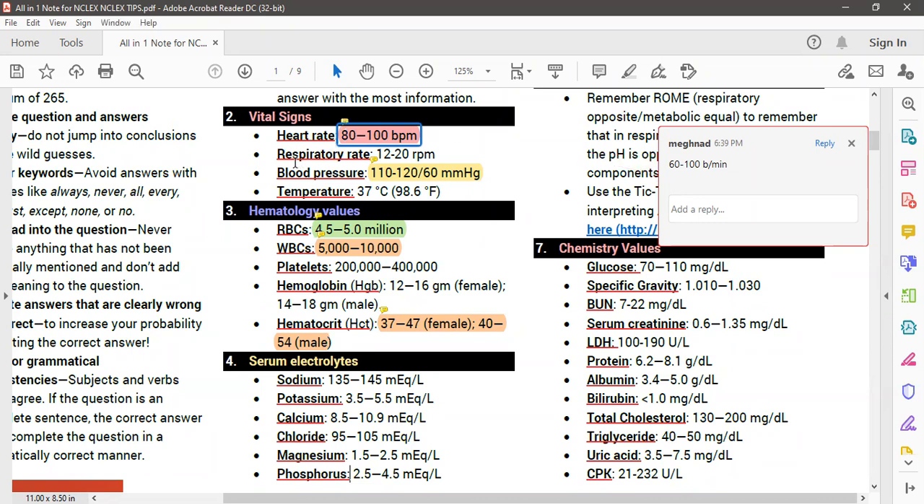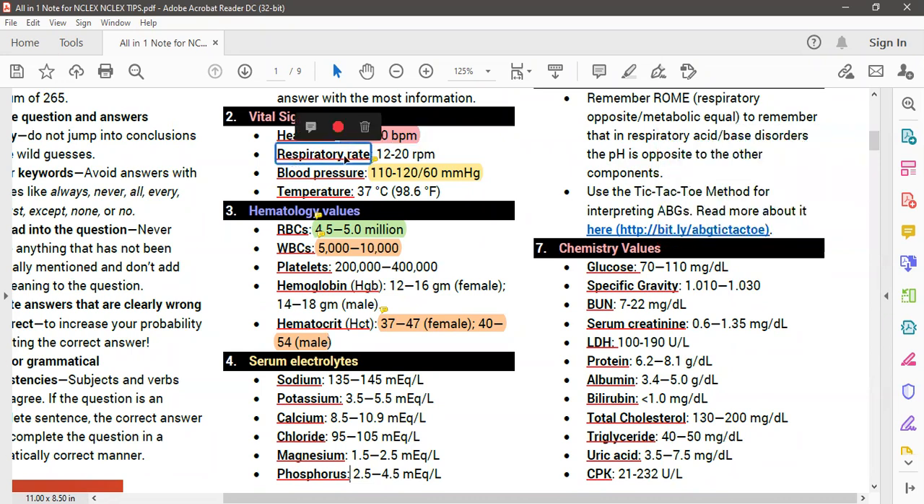Right? So respiratory rate here, basically it is 12 to 20 breaths per minute. If we see the respiratory rate less than 12, the patient develops bradypnea. If it is more than 20, or some books write 22, it is tachypnea.